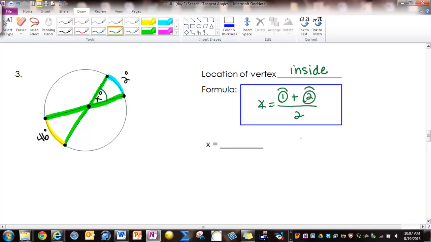So using that formula, our angle is x equals the measurement of arc 1 is going to be 2 degrees plus the measurement of arc 2 is 46 degrees divided by 2. So x equals 46 plus 2 is 48 divided by 2. So x is 24 degrees.